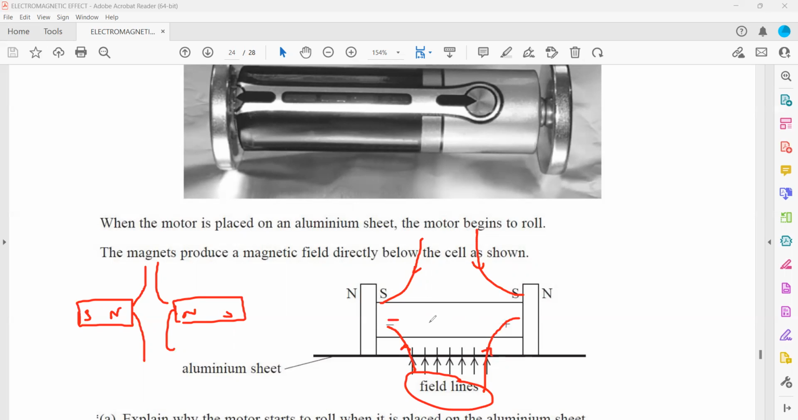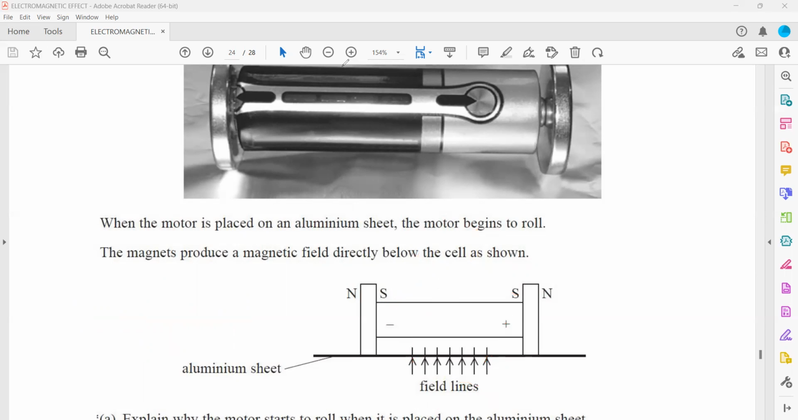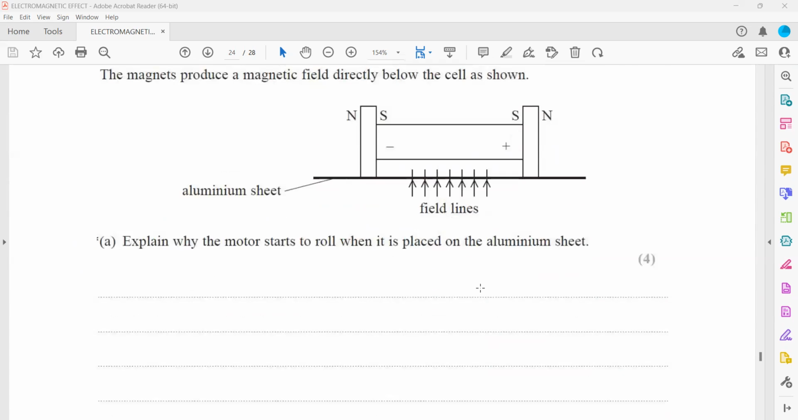And the conventional current is there, which is from positive to negative. So the current is perpendicular to the magnetic field and experiences a force. And when it experiences a force, it will rotate. So this cell will start to rotate due to the force. Explain why the motor starts to roll when placed on an aluminum sheet.